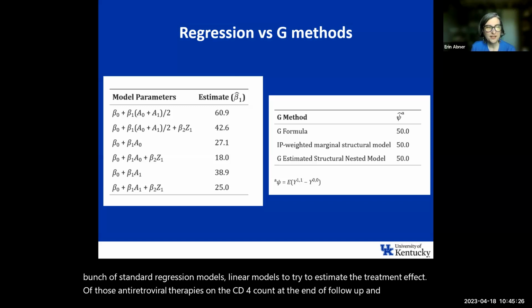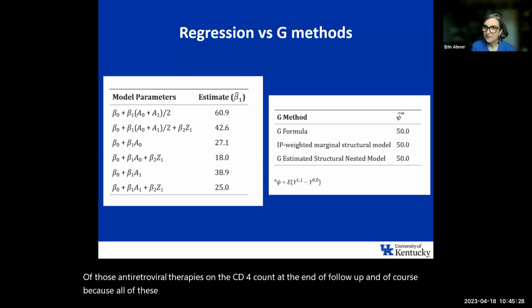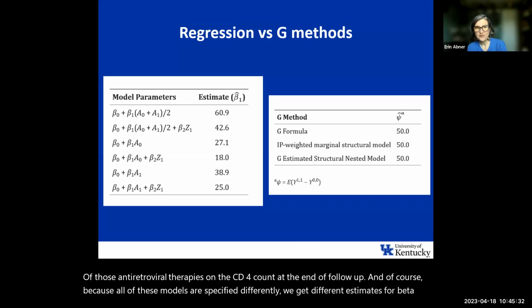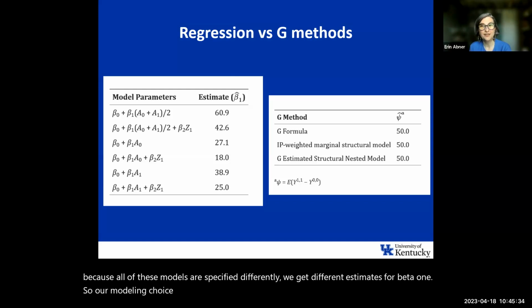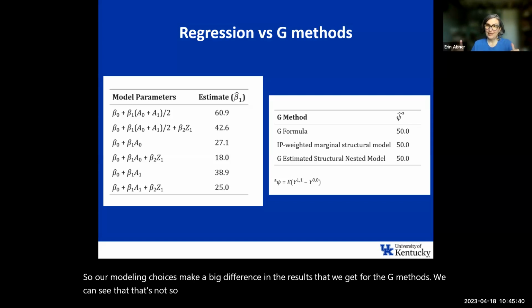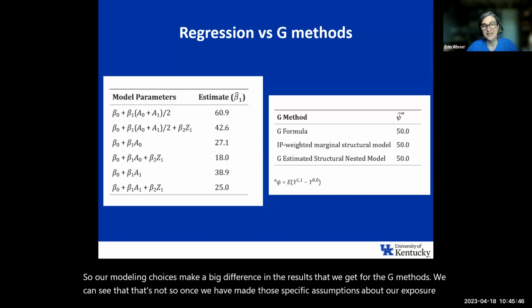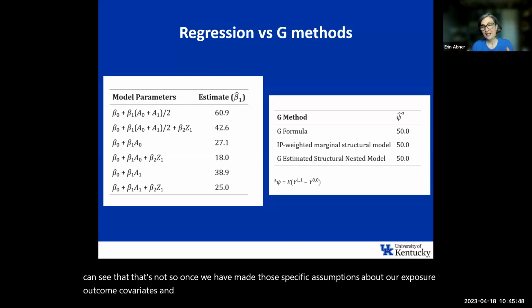And of course, because all of these models are specified differently, we get different estimates for beta 1. So our modeling choices make a big difference in the results that we get. For the G methods, we can see that that's not so. Once we have made those specific assumptions about our exposure, outcome, covariates, and L, it's just a matter of applying the methods that we have.